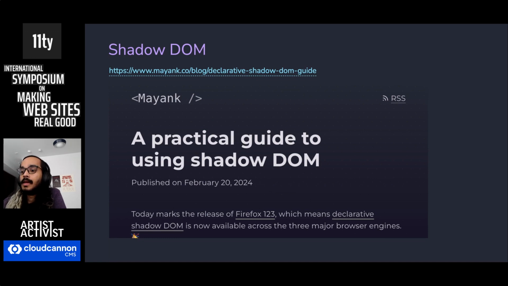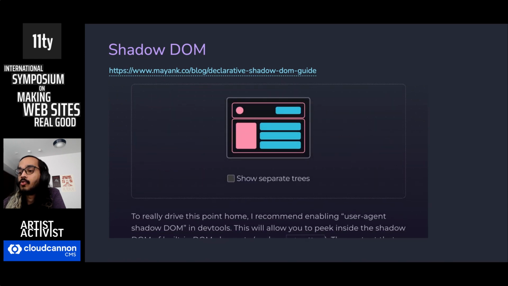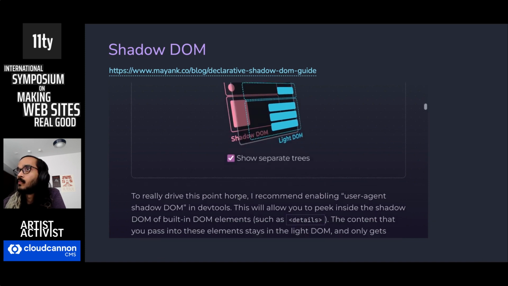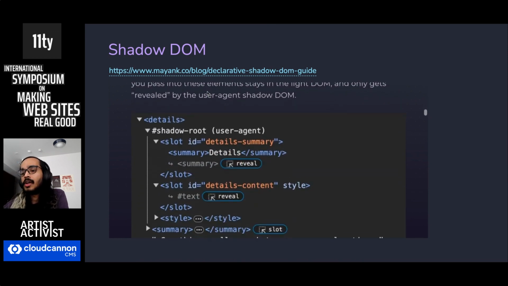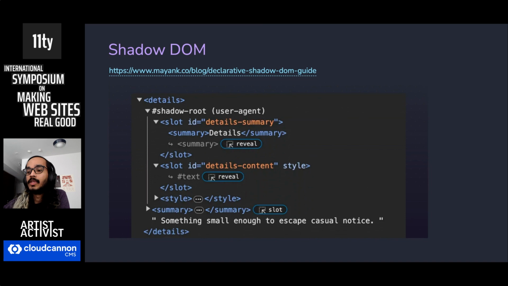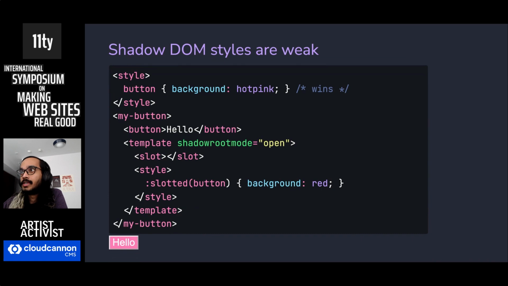Essentially, I explain how Shadow DOM works here, and I have this animation showing how the light DOM and Shadow DOM are interleaved together. And I have a screenshot of the details element, which is built into HTML itself, and it also uses Shadow DOM. So even if you don't use it directly, you are using Shadow DOM indirectly. And the reason I bring this up is Shadow DOM styles cascade after the user agent styles, but before the rest of the page styles.